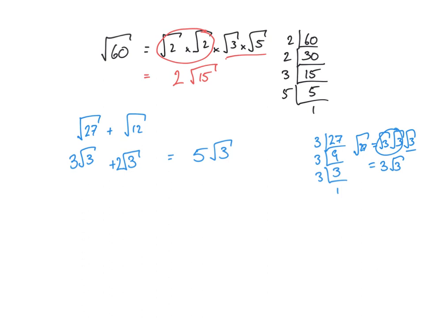So we can use this simplifying individual surds like this to help us do additions and subtractions as well, and see if we can add and subtract different surd terms. We also need to be able to expand brackets with surds as well. So something like this, 2 plus root 3 upon 4 plus root 3.